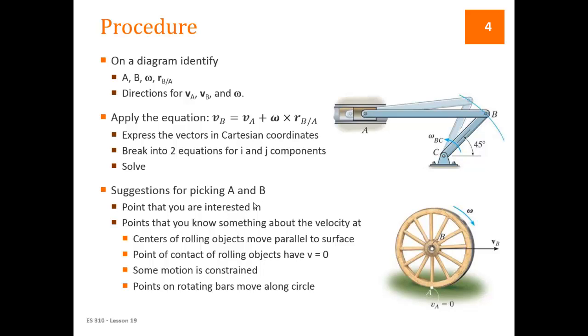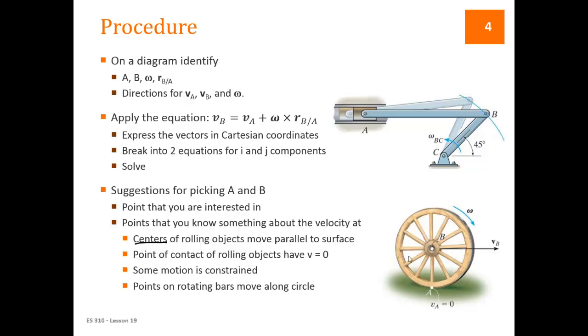If you're asked about information about point B, point B had better be in your equation. You also want to pick a point that you know something about. So some common points that you want to pick: if something is rolling, we know that the center of the thing that is rolling is moving parallel to the surface. The point of contact of something that is rolling is moving with the surface it's in contact with.